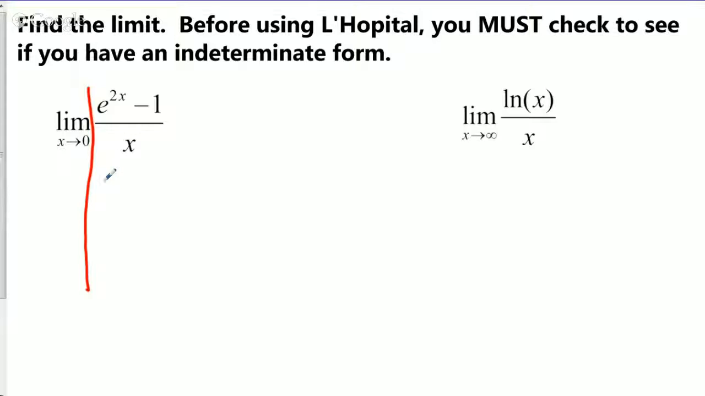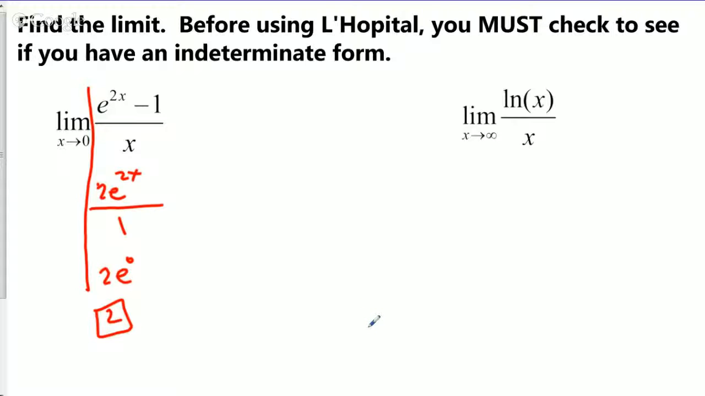So derivative of e to the 2x with respect to x is what? Do we need any rules, by the way? You need chain rule, right? So 2e to the 2x: differentiate the mom, you get e to the 2x, then differentiate the baby, you get 2. All right, derivative of 1 is 0, so we're good there. And then the derivative of x with respect to x is 1. All right, now we can plug in 0, so I have 2e to the 0. Well, anything to the 0 is 1, so 2 times 1 is 2, and that's my final answer there.